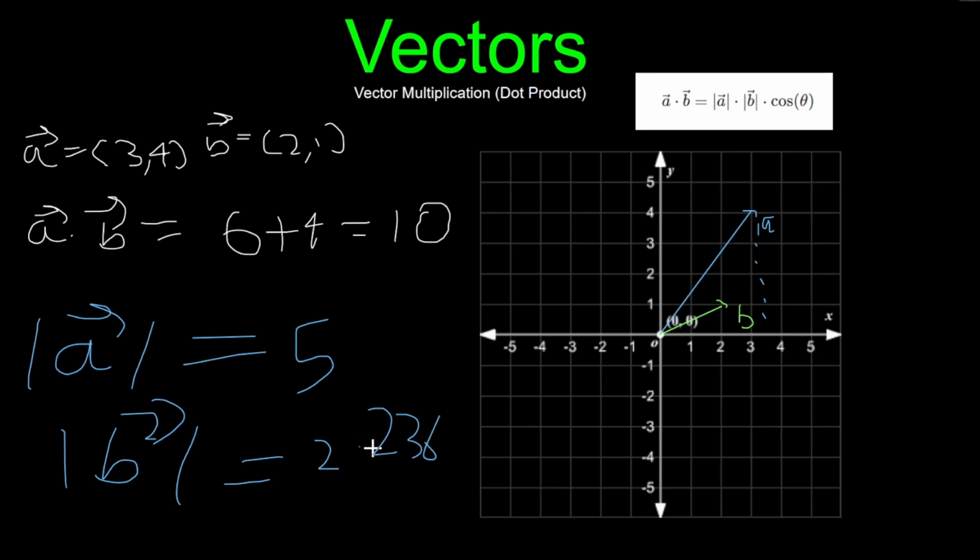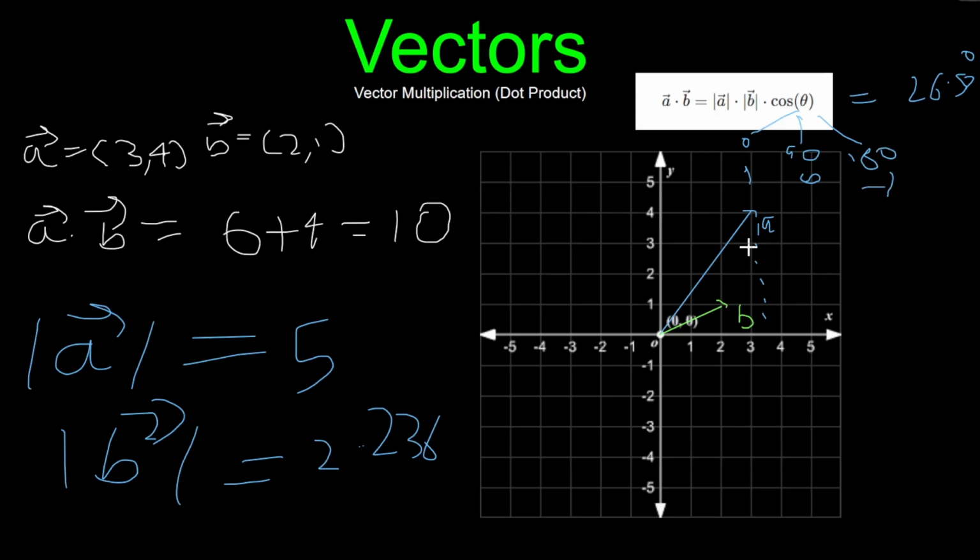2.236. If we plug these values into this equation, we can find the angle between them, which is approximately 26.57 degrees. So what does the dot product mean? To understand this, let's look at the cos values here. What is cos 0? Cos 0 is 1, cos 90 is 0, and cos 180 is minus 1.